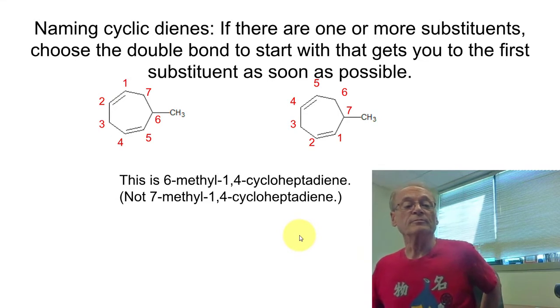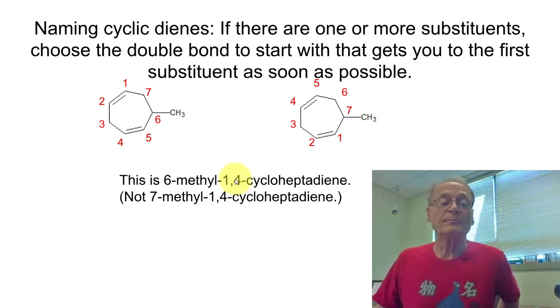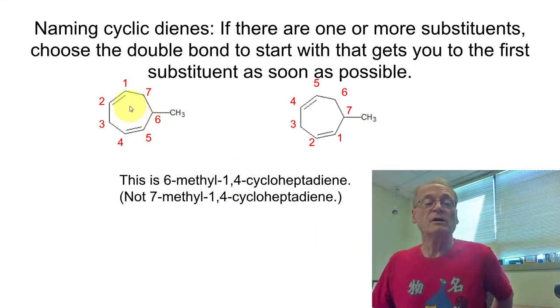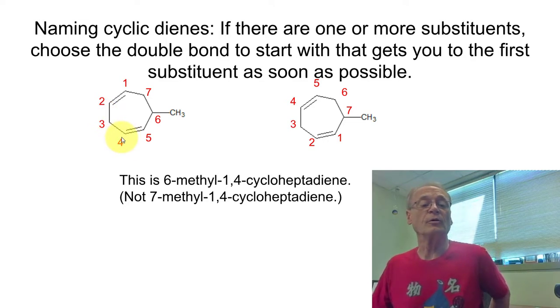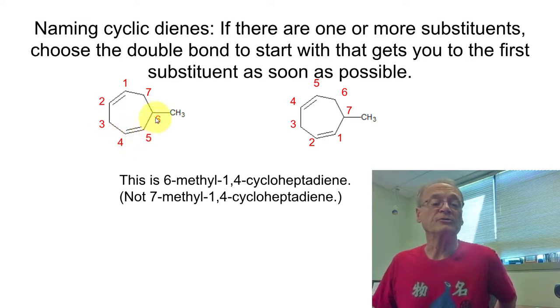And what if you have a methyl group? Well, then it becomes more complicated. Now, not only do you have to decide which carbon is number 1 and which one's number 2, you have to decide which double bond to call number 1 and which one to call number 2. So notice if we started here, 1, 2, 3, 4, we get to the second double bond at carbon number 4, and move on around 5 and 6, we get to the methyl group at carbon number 6. If we started here and called that one number 1, 2, 3, 4, again we get to the second double bond at carbon number 4, but we don't get to the methyl group till carbon number 7.